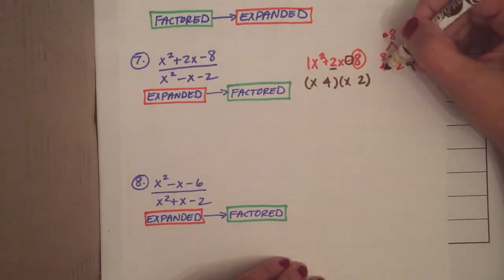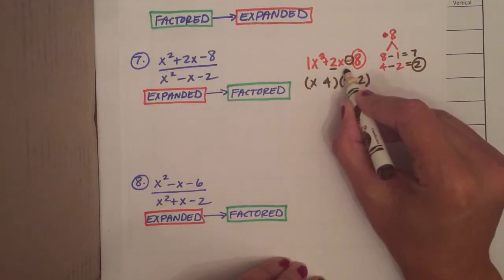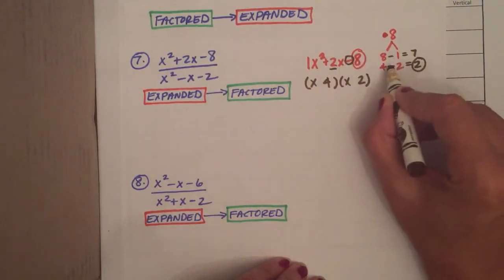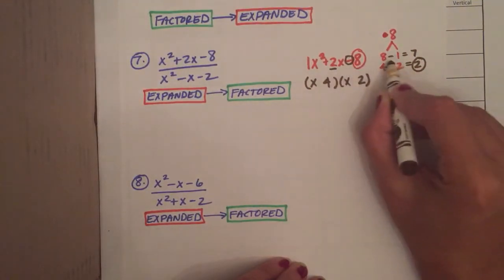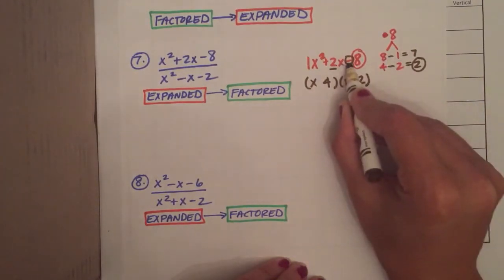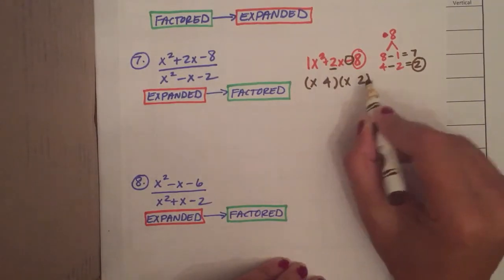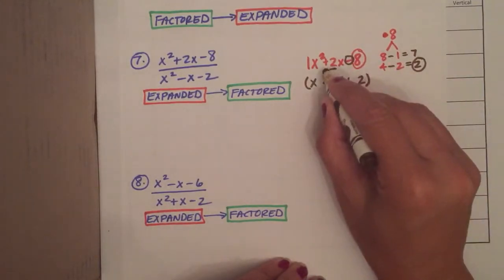So we had 8 and 1 and 4 and 2. Then because my c term is negative, that dictates what I'm going to do with the factors. Since it's negative 8, I'm going to subtract the factors. So I'm looking for two factors that have a difference of my b term, which is 2. Now I want positive 2.